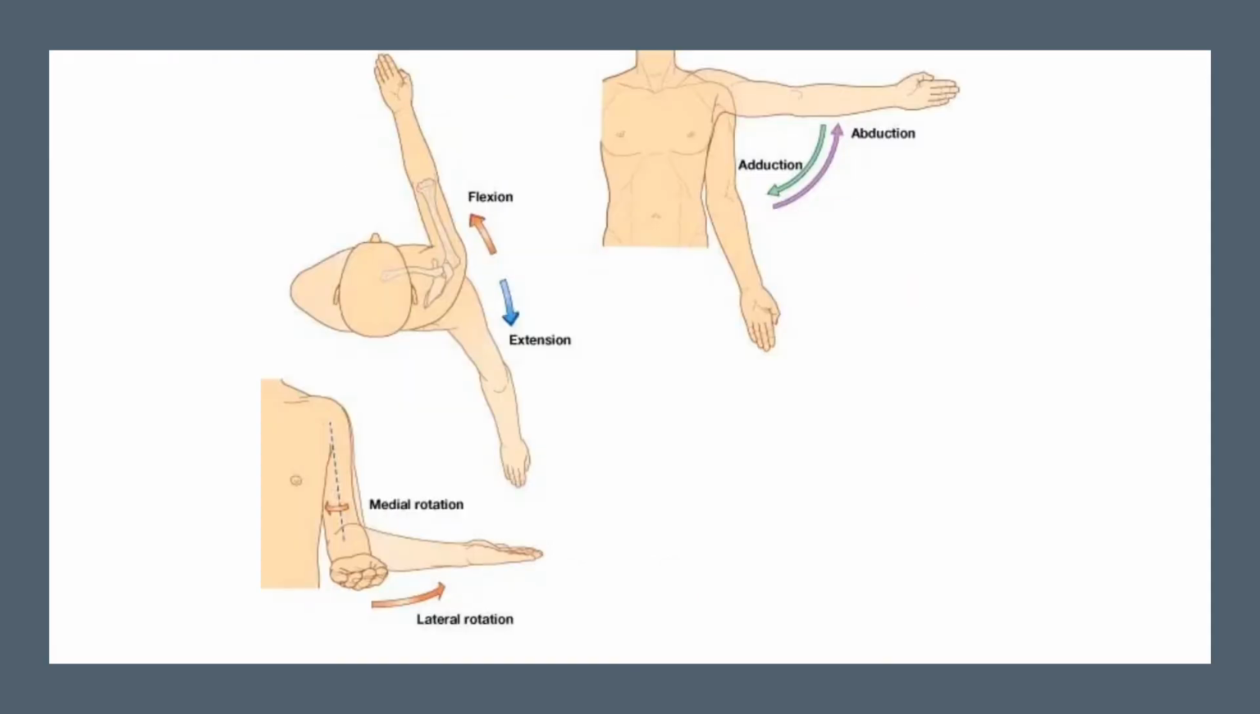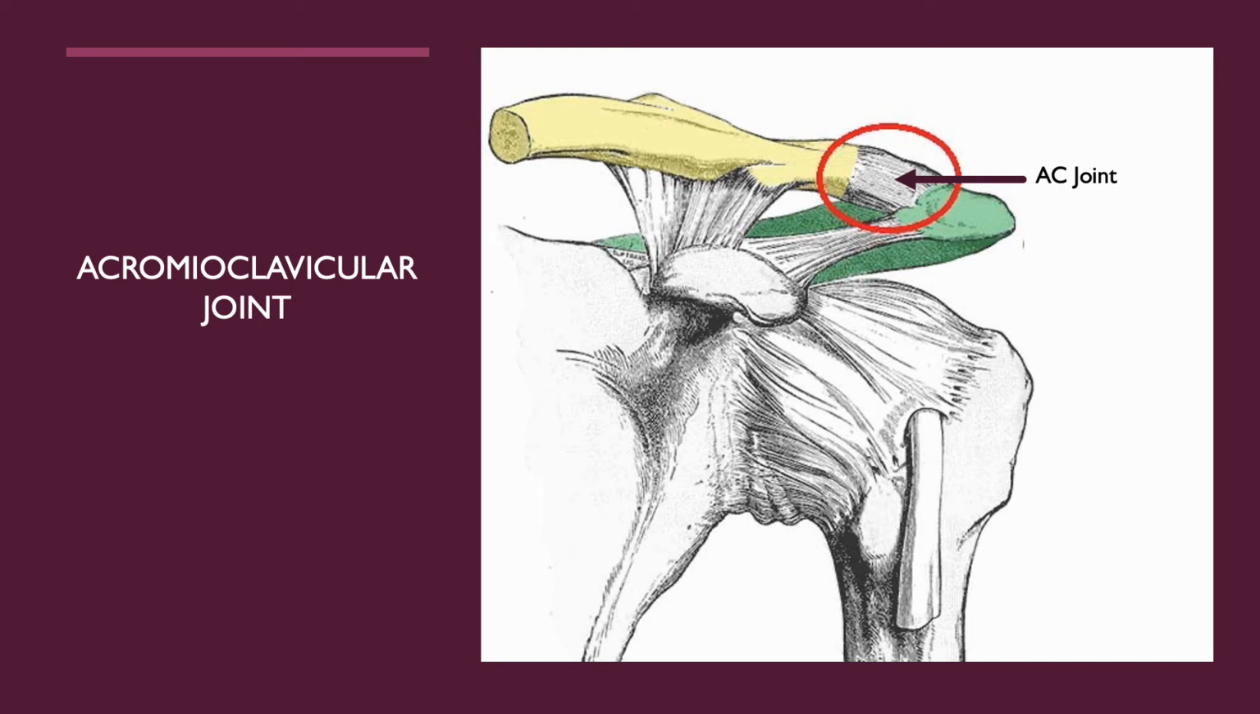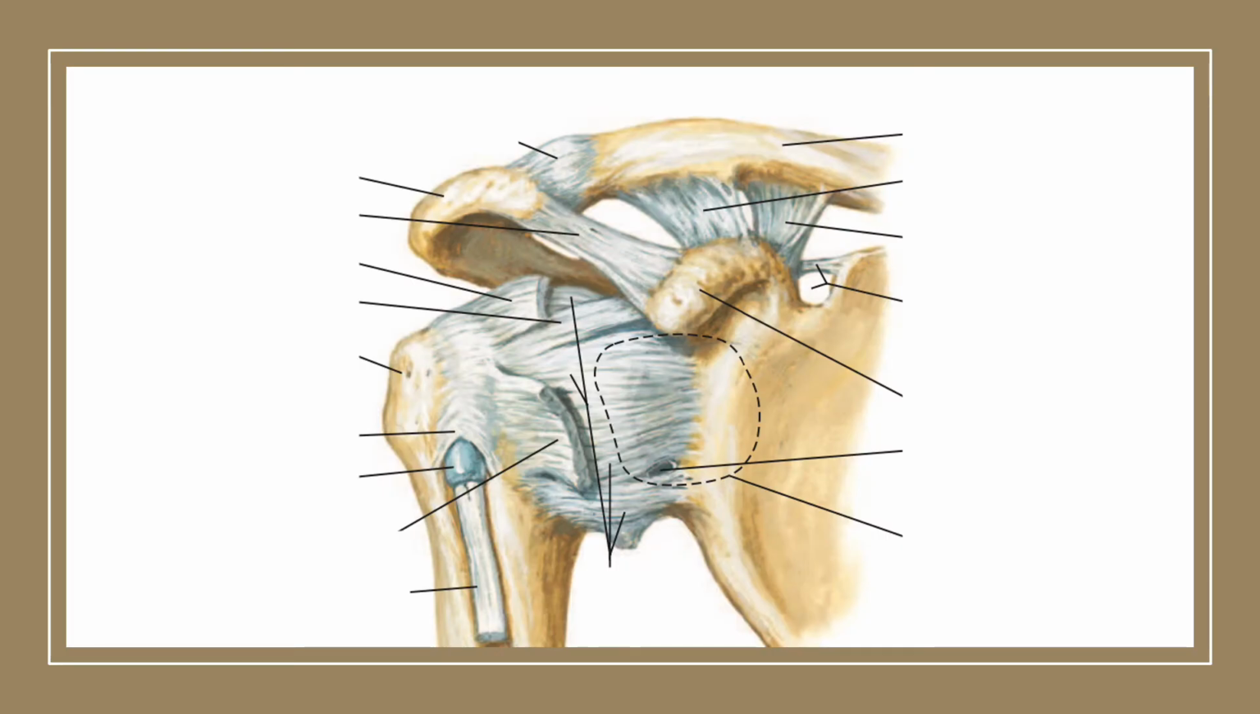Movements of the glenohumeral joint include medial and lateral rotation, flexion and extension, and abduction and adduction. The acromioclavicular joint articulates with the acromial end of the clavicle and the acromion of the scapula. The AC joint support structures include the AC joint capsule, AC ligament, and the coracoclavicular ligament.